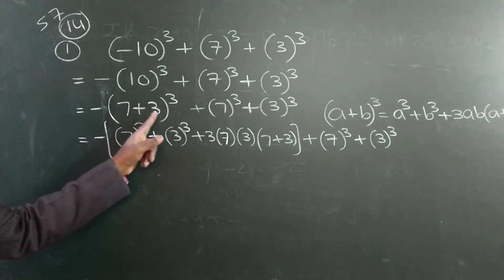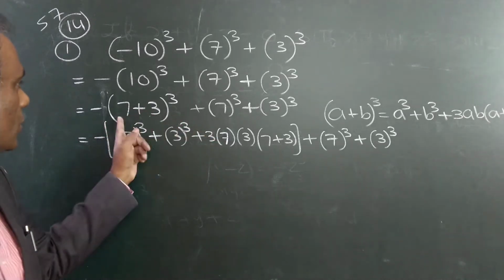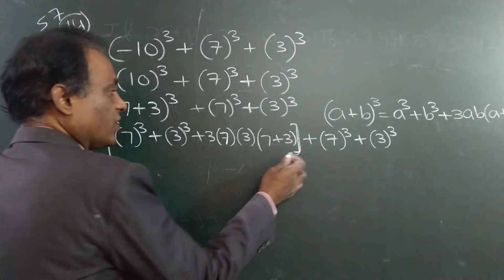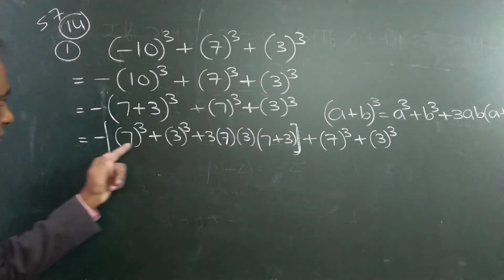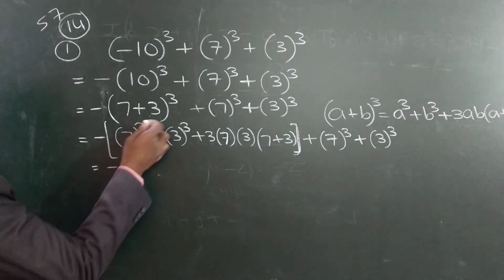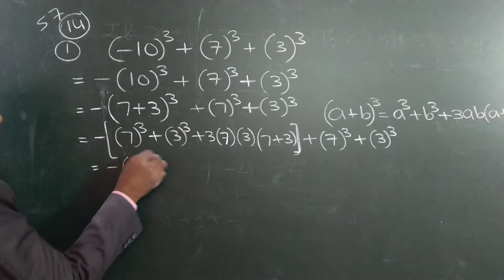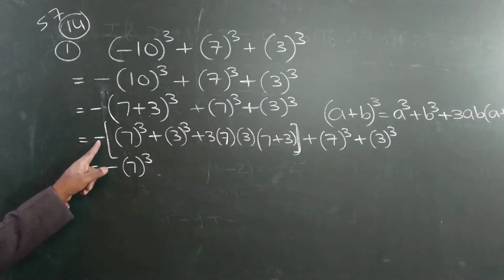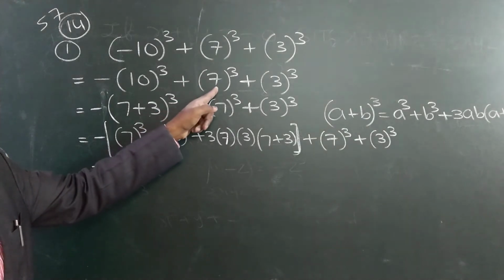10 is 7 plus 3. A plus B whole cube: A cube plus B cube plus 3AB into A plus B. This is same. Be careful about this minus outside. That's why I am keeping big brackets and small brackets inside. This minus is for 7. Apply this minus: minus 7 cube. Apply this minus now. Minus is for all. That's why if you have any confusion with the minus, keep it as it is. Write 7, because this is a plus, there will be no confusion.